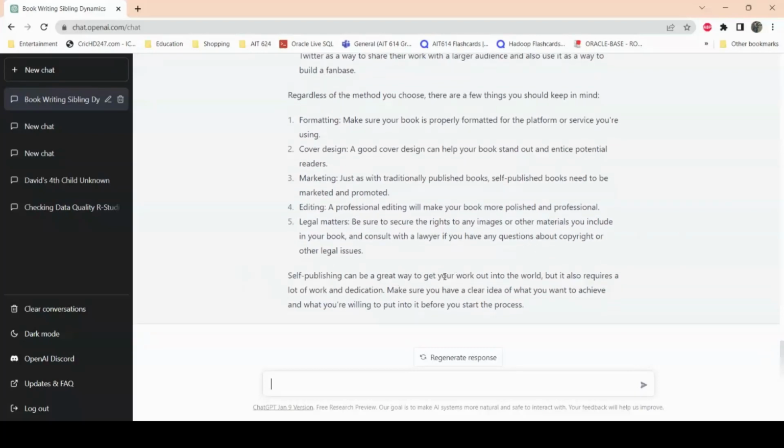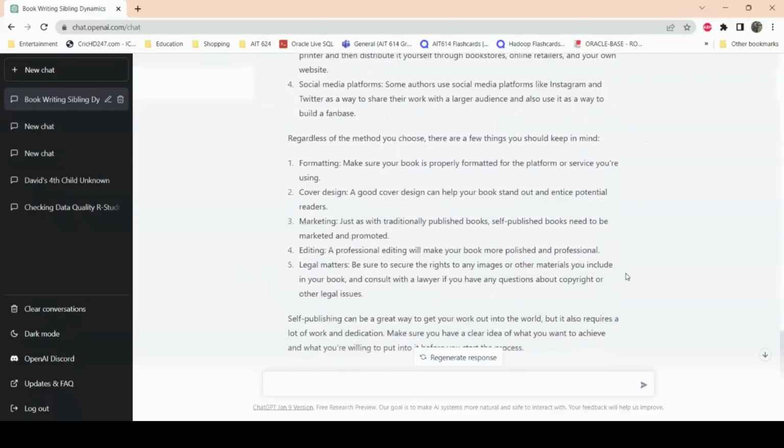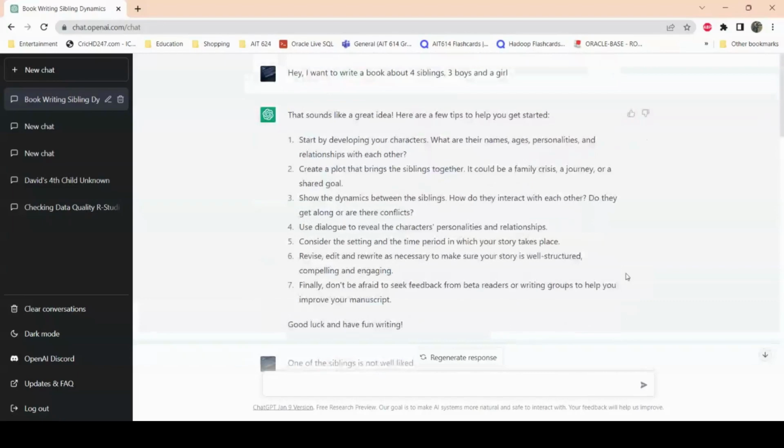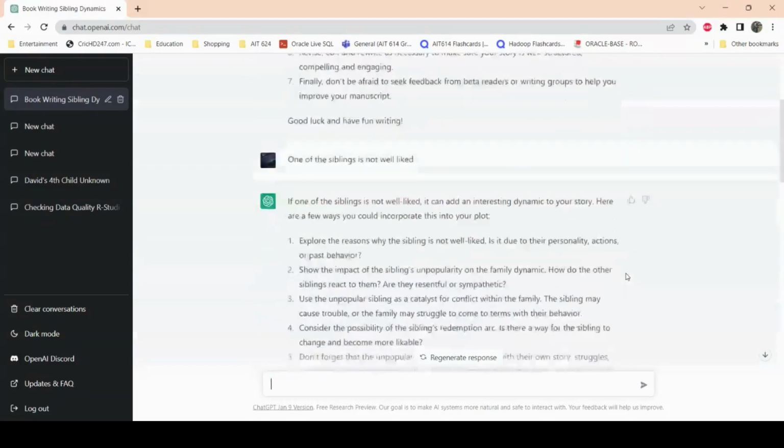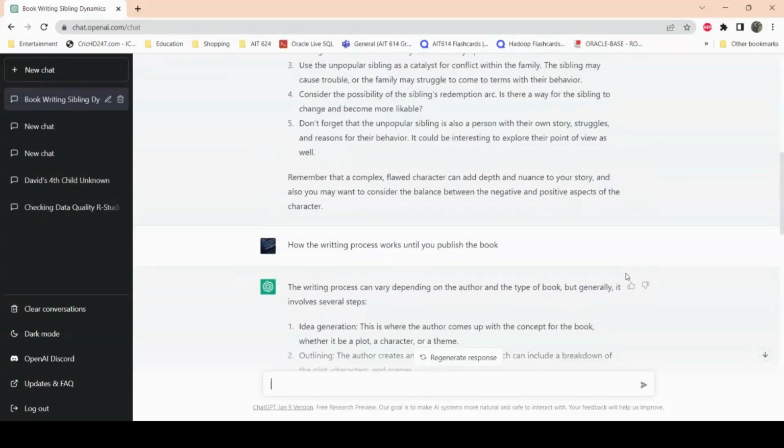And then at the end, it says self-publishing can be a great way to get your work out into the world, but it requires a lot of work and dedication. Make sure you have a clear idea of what you want to achieve and what you're willing to put into it before you start the process. Okay, so these are some good ideas. If you are thinking about writing a book or you have an idea, you can definitely use these ideas to start the writing process.